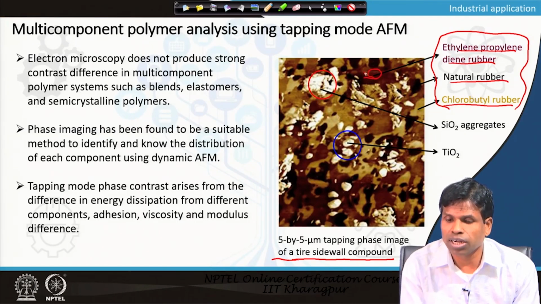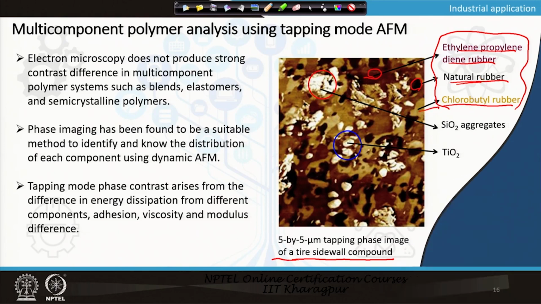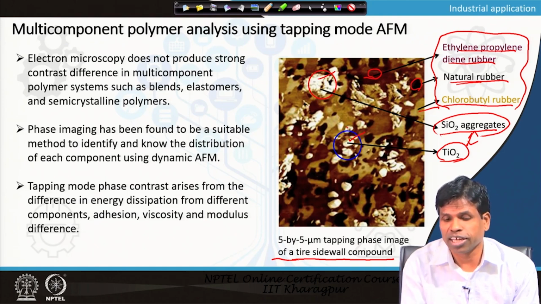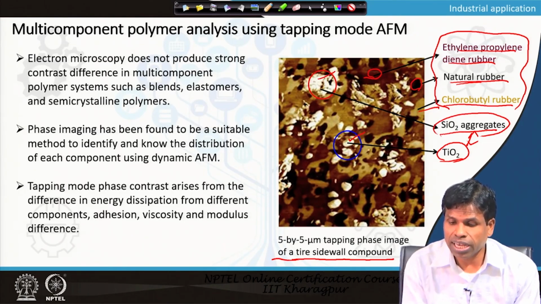For example, the completely brown color is ethylene propylene diene rubber, the black color is natural rubber, the yellow color is chlorobutyl rubber, and this white color is due to SiO2 aggregates and TiO2. Here, one point to note is that AFM does not differentiate the contrast of TiO2 and SiO2. It could not differentiate them because they are a similar type of oxide material, and they do not show a much different phase shift because both are oxide materials and mostly insulating hard materials. Therefore, phase shift contrast cannot be viewed in this particular case, but the shape is concerned.